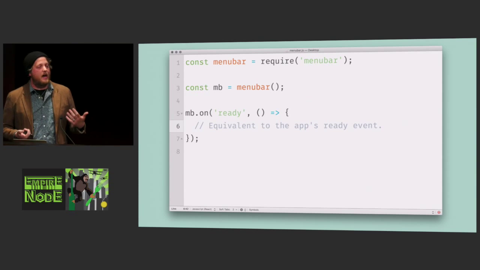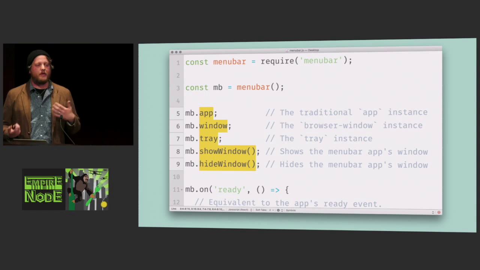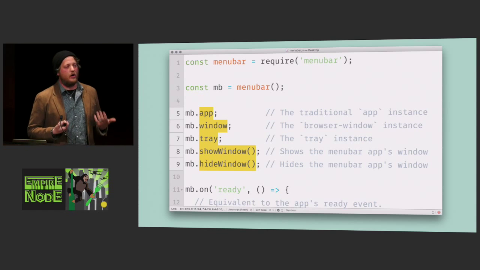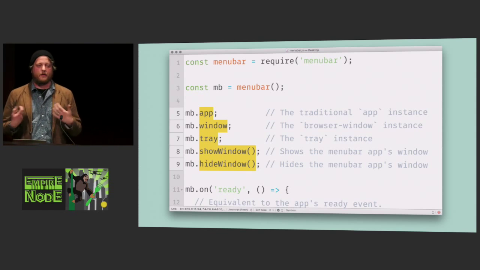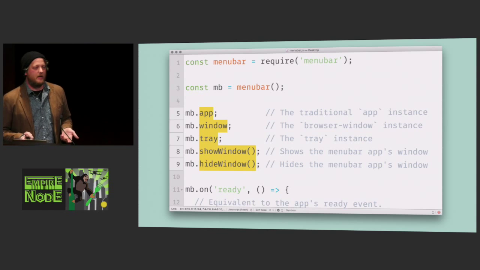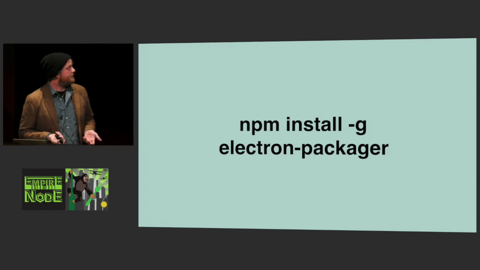So instead of app, we require our menu bar module, which wraps a bunch of common things we would need to build a menu bar application, so we don't have to reinvent the wheel. We have access to app, a given window that would be the first one spun up if that menu bar app was activated, and some common functions that we might need.